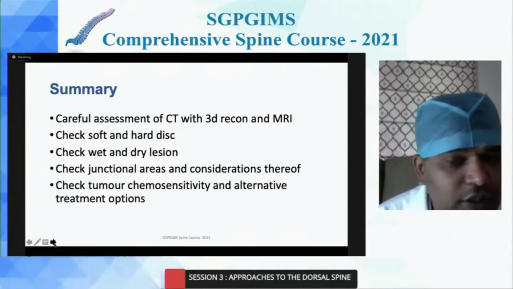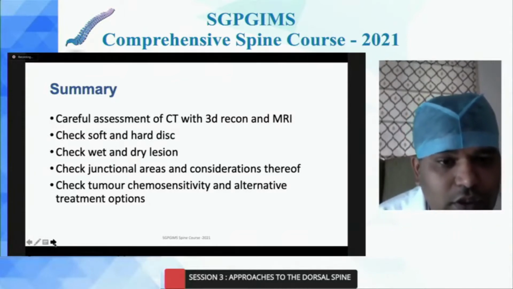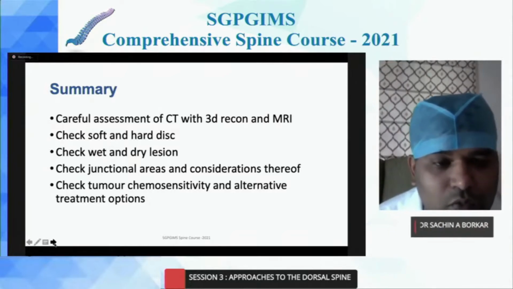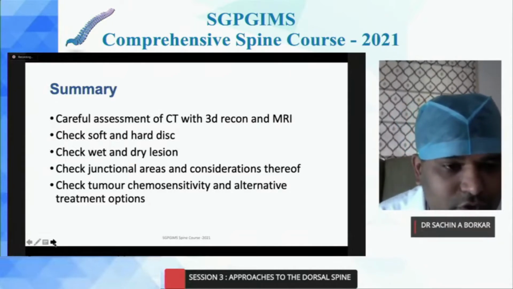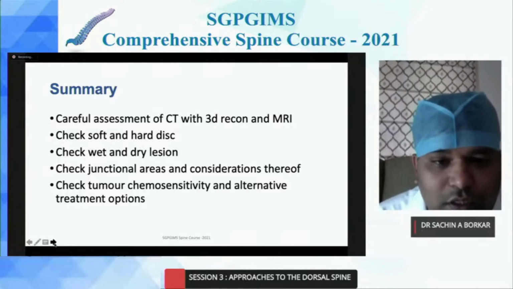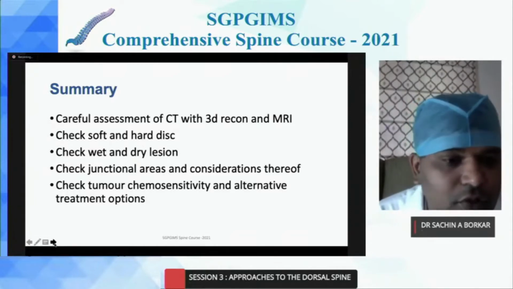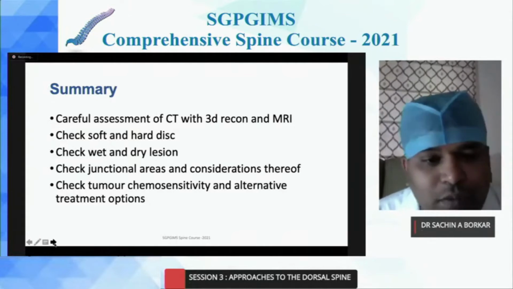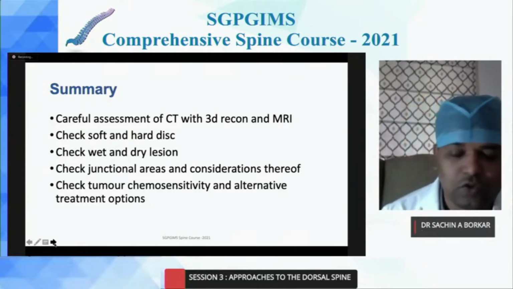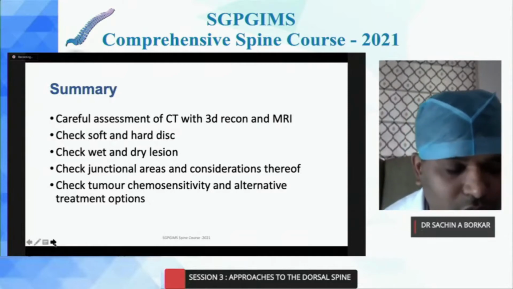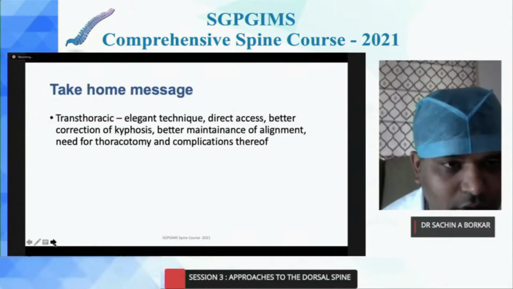Check junctional areas and consideration thereof. Obviously the cervicothoracic junction, the level of sternum, how much anterior job, whether a sternotomy is needed, whether an access surgery is needed, everything needs to be done. Check the tumor characteristics like chemosensitivity, alternative treatment options like hemangioma. We have a good option in absolute alcohol with good long-term outcomes. So you should always think about that, rather than going radical in every case.